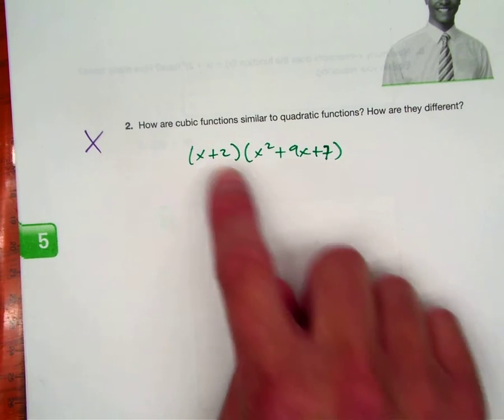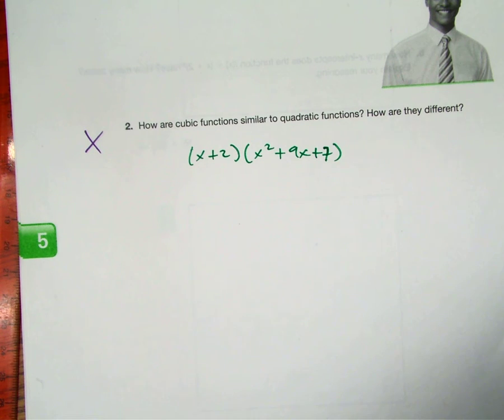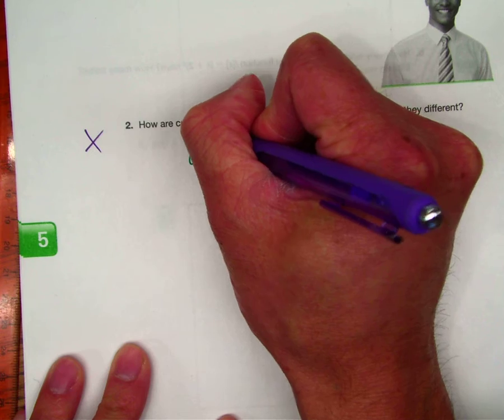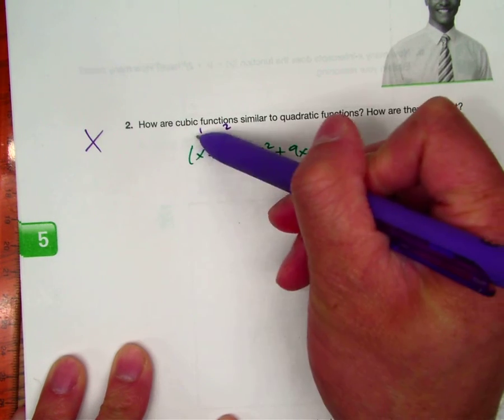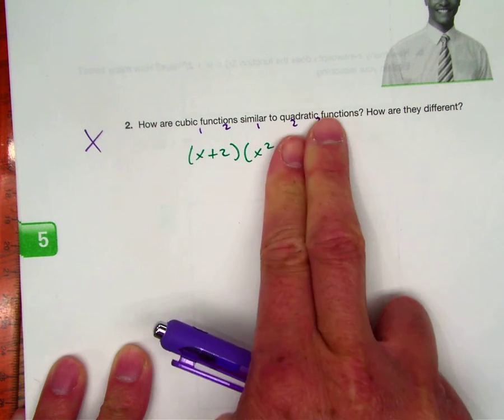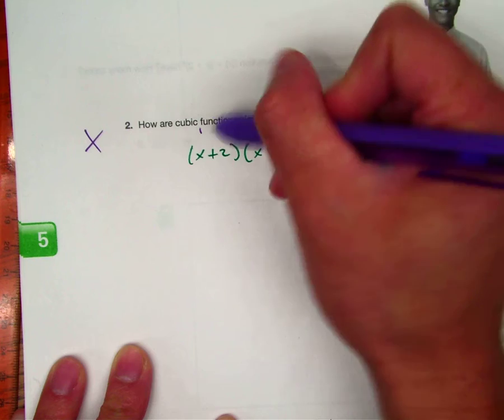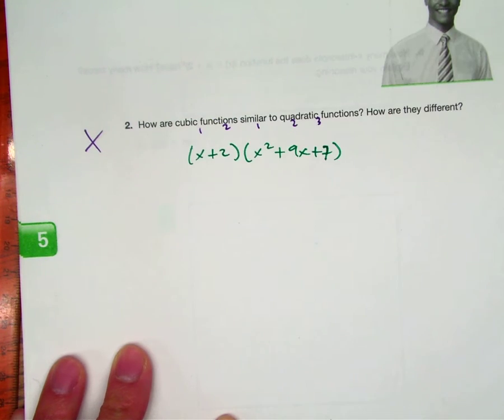Alright, so I have x plus 2 times quantity x squared plus 9x plus 7. They call this a binomial because it has two terms. They have an x and then a 2. And this is called a trinomial because there's three terms: 1, 2, and then the third one. They call this one a linear because it has the power of 1.